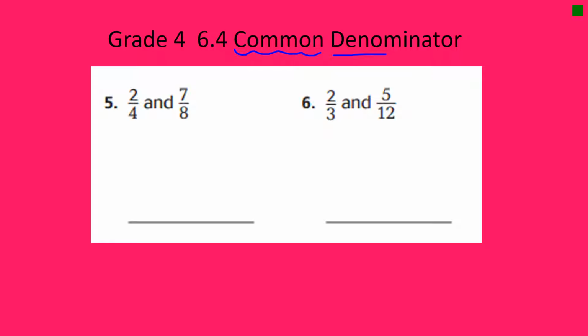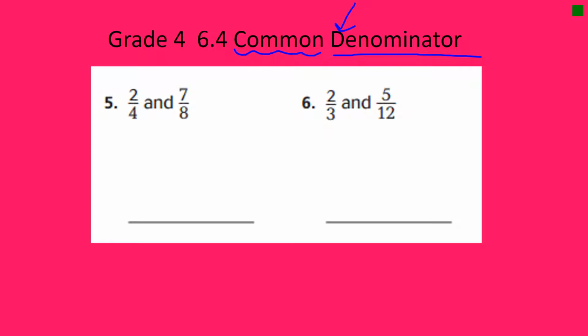And then what's the denominator? It's the bottom number of the fraction, right? Numerator is the top, denominator is the bottom. One of my friends said D for down, right? Denominator, D for down, it's the bottom number. So when you're finding a common denominator, you're trying to find a denominator that both fractions could have. A denominator both fractions possibly could have.